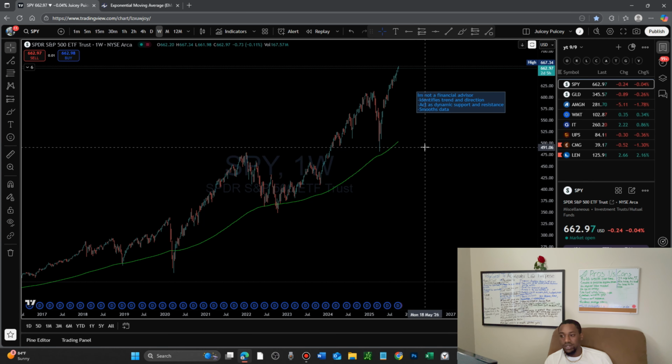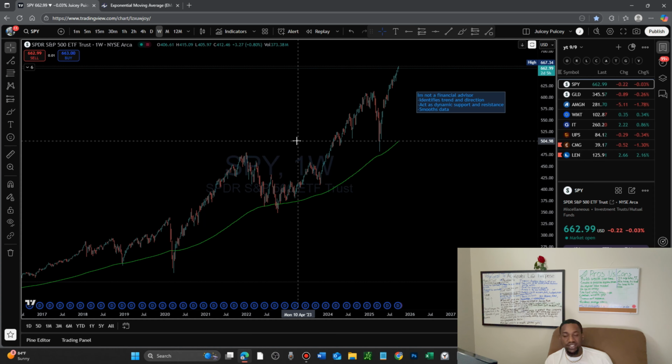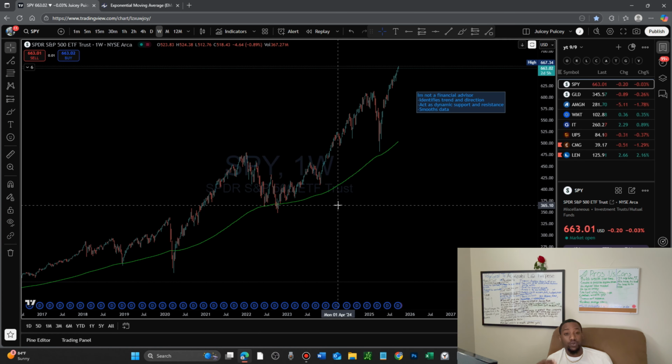What we're going to do is we're going to go over this on the SPY, the S&P 500. Then I got some ticker symbols here I want to go over it on. Because first thing first, we need to go over SPY. SPY is the most important ETF in the stock market because it holds the top 500 companies in the world.